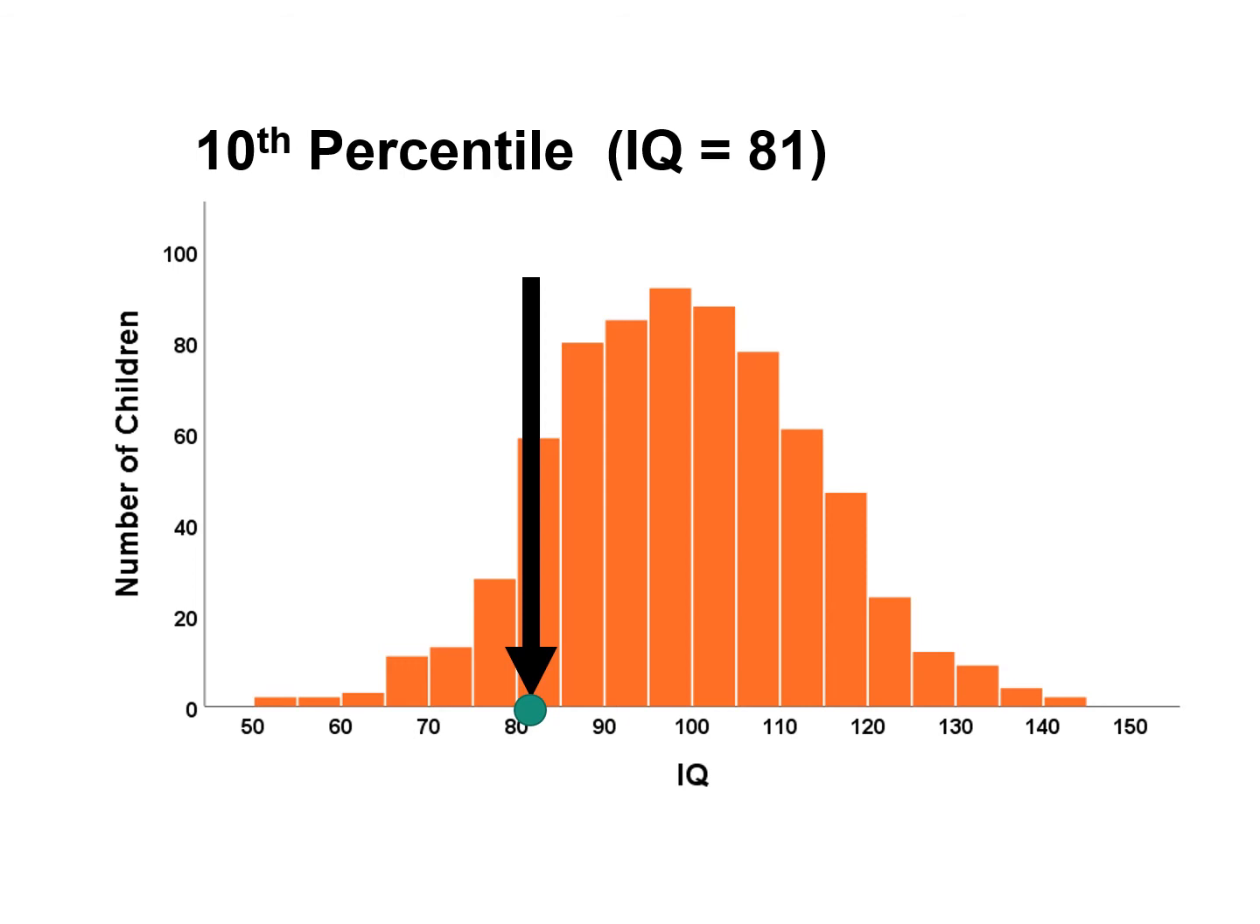Now let me ask you another question. What percent of children had an IQ higher than 81? 90% of children had an IQ higher than 81. We can estimate or calculate this because we know 10% of children have an IQ equal to or lower than 81. So the other 90% must have an IQ higher than 81. That means that the area of all the bars above that score of 81 is also 90%.